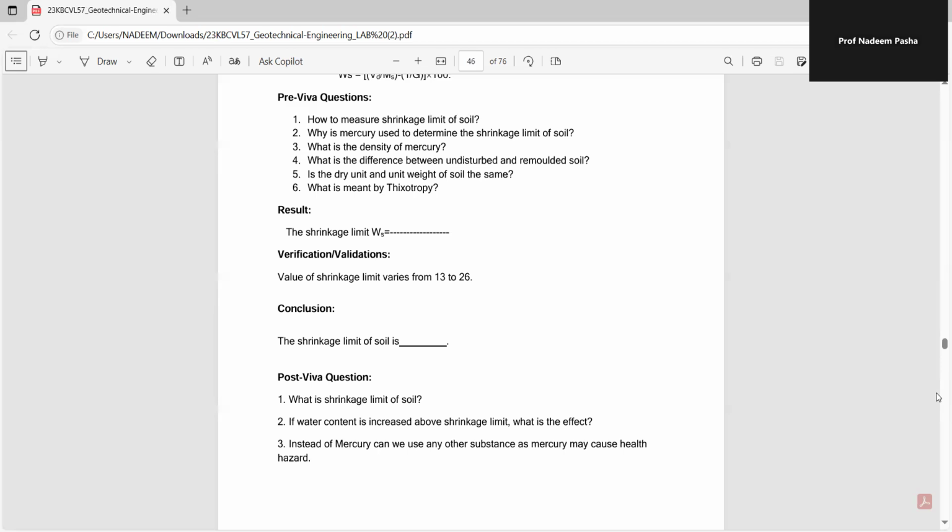No. What is meant by thixotropy? Result. So shrinkage limit Ws is equal to this much. The value of shrinkage limit varies from 13 to 26. The shrinkage limit of the soil is this much. Post viva question. What is the shrinkage limit of soil? Just now we have calculated. If the water contains microorganisms, the water is polluted. The shrinkage will also increase. Instead of mercury, can we substitute?